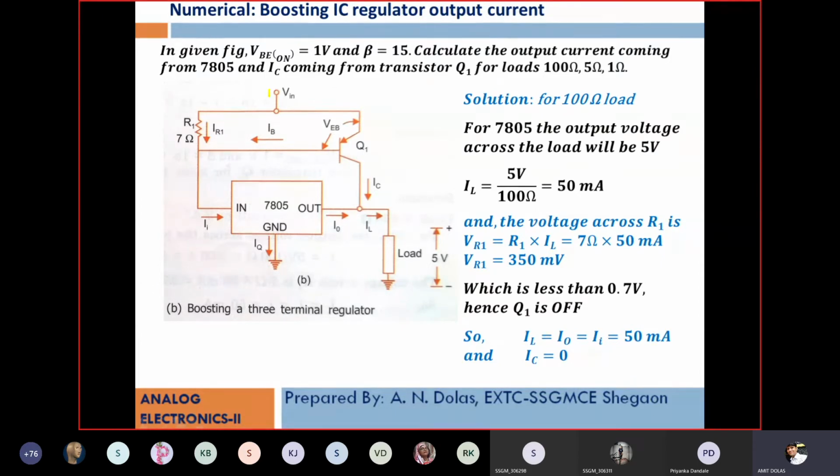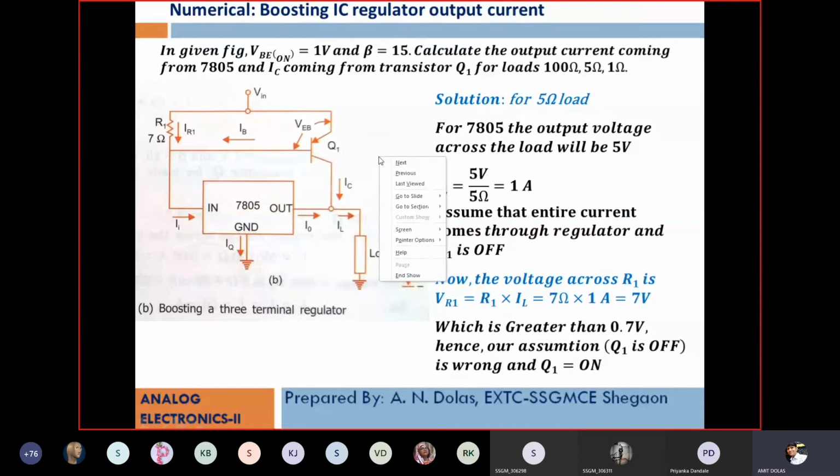Concluding that this 50 milliampere is supplied by the IC itself to the load, neglecting the quiescent current 4.2 milliampere, and the transistor is in off state. Therefore, there is no IC, so IC is equal to 0. This is how we can solve the problem for the current booster circuit using IC 7805.